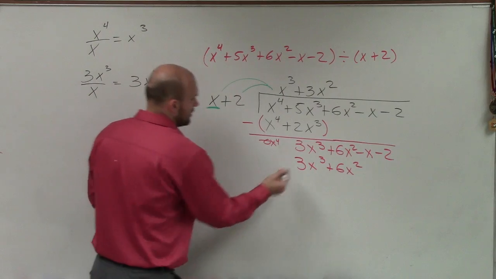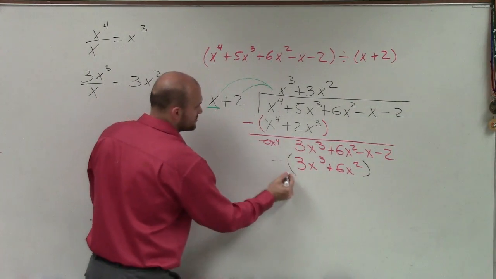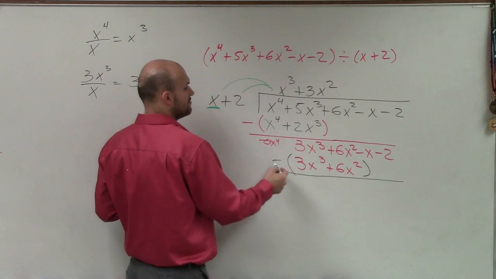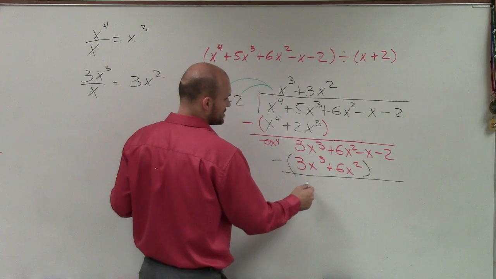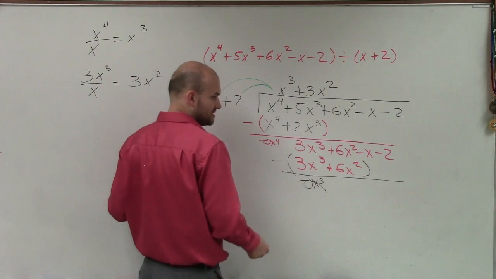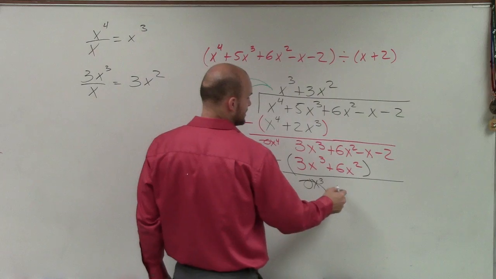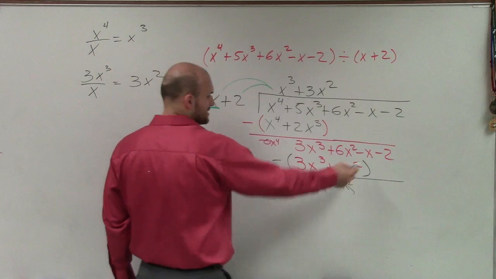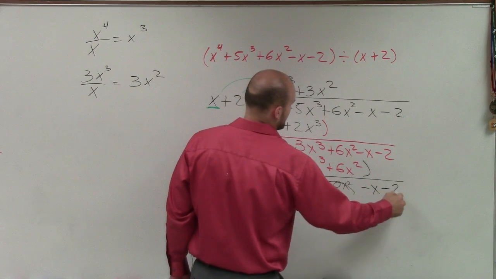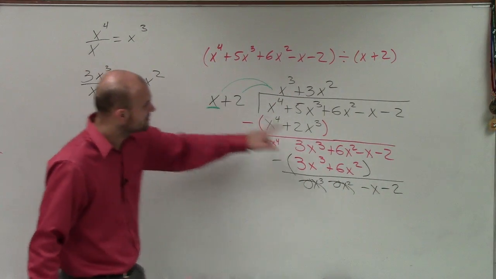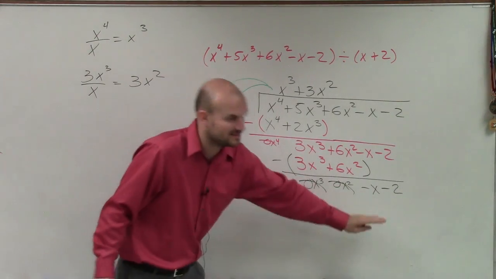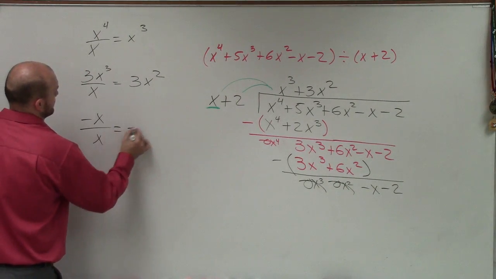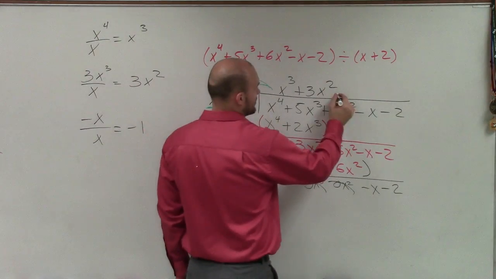Then, again, I group them and I subtract. So now we have 3x cubed minus 3x cubed, which is just 0x cubed, which goes to 0. 6x squared minus 6x squared is 0x squared, which again goes to 0. And then these, again, we're subtracting from 0, so it'll just be negative x minus 2. So now we say x divides into negative x, negative 1. We just start the whole process again. So we bring up negative 1.